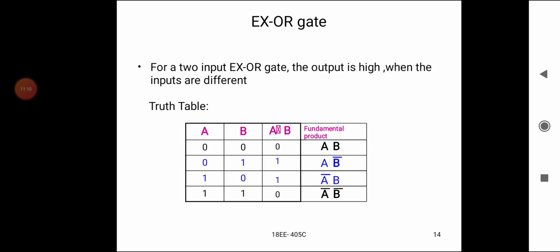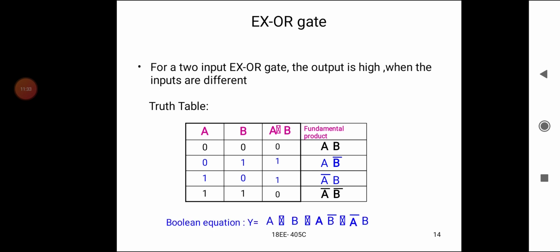The truth table is shown here. A B 0, 0 will get 0 output. 0, 1, opposite state of the inputs, exclusive OR, then output is 1. 1, 0, it is opposite state of the inputs, output is 1. In 1, 1 condition, the output is 0.